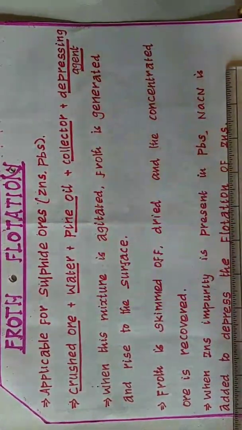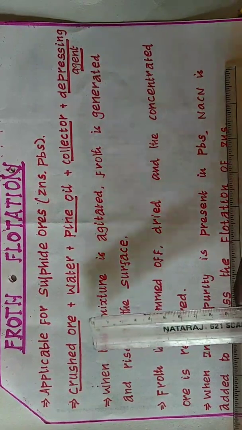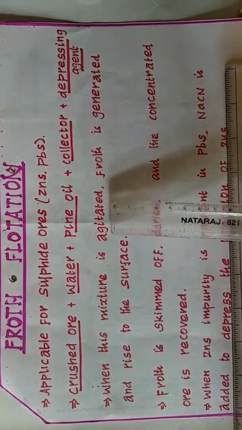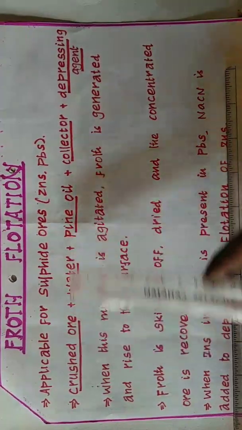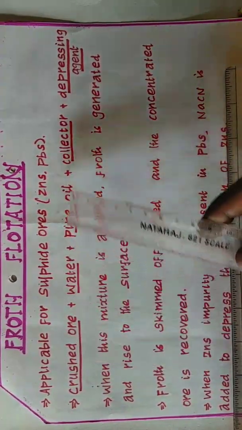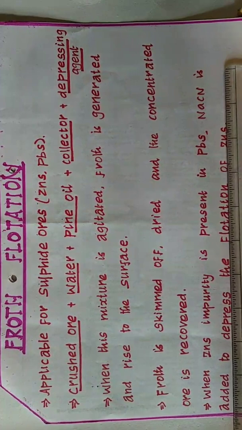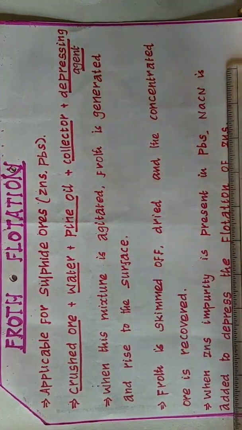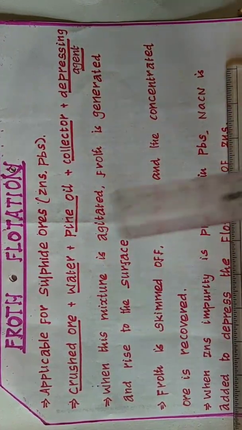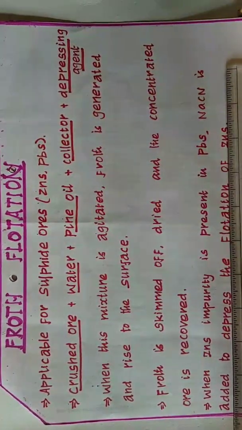Okay, let us see now. See the processing. When this mixture is agitated using the stirrer, the mixture of crushed ore, water, pine oil, collector, and depressing agent, while agitation, what is generated? Froth is generated, and the froth rises to the surface. It is floating on the surface, and so it's called as froth flotation.